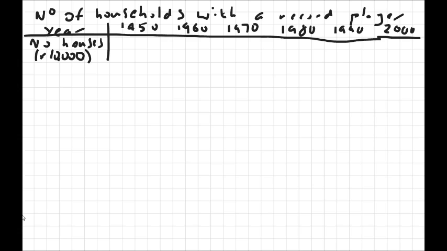Now, line graphs are often used where we have something like numbers of things in different years. So let's take a look at a typical data set for this. So for example, in the 1950s, we might have had 22.3 times 10,000, so that's 220,300 homes with record players.